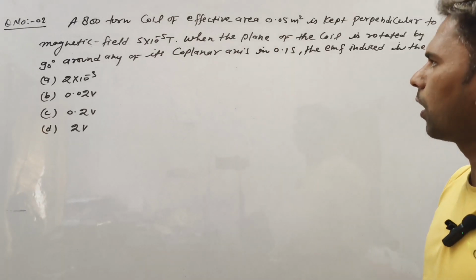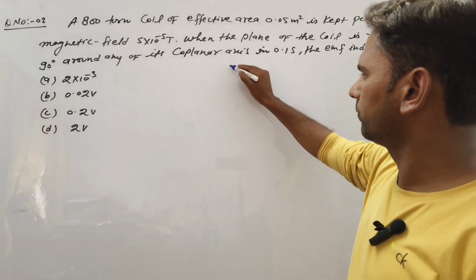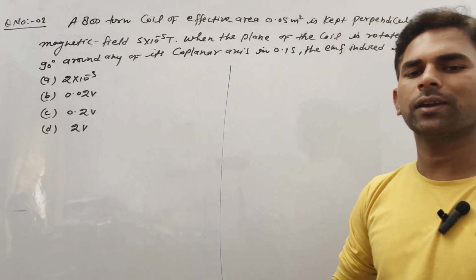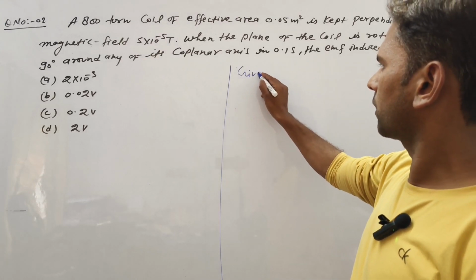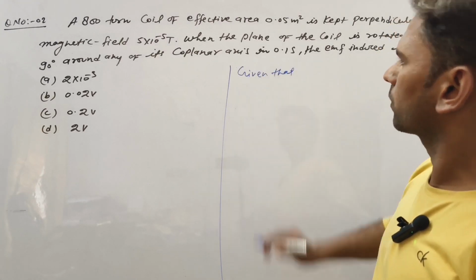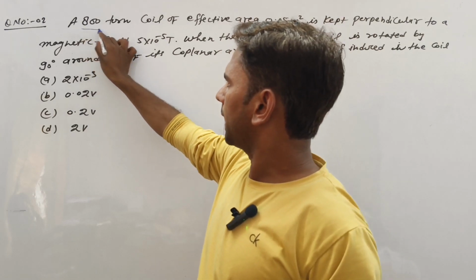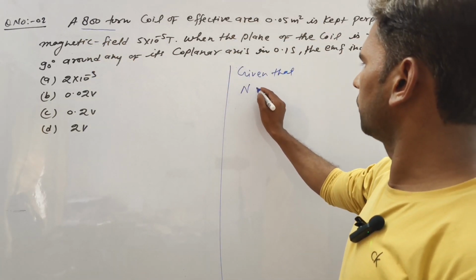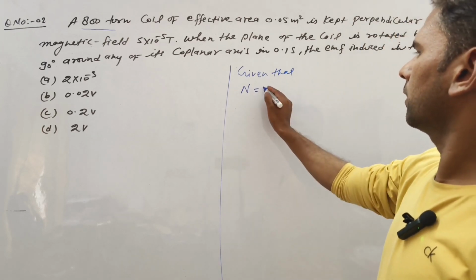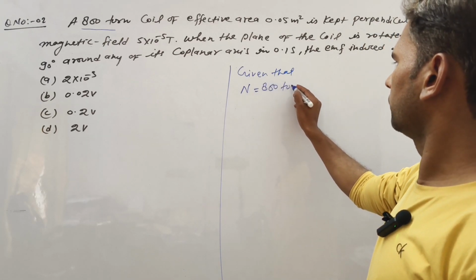Now how can you solve this problem? First, you will write the given values. Given that, first, 800 turns, the number of turns is given, denoted by capital N, 800 turns.